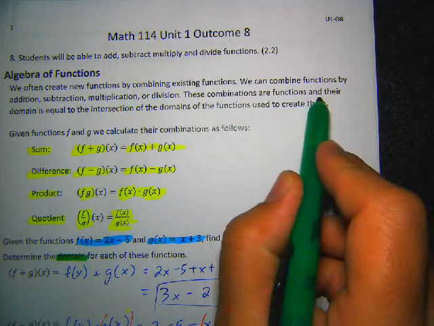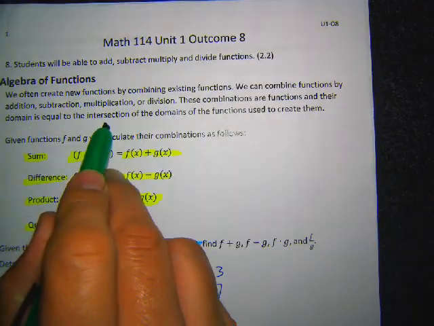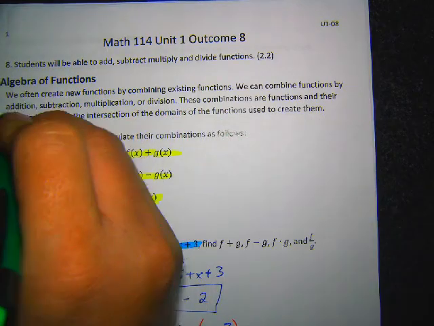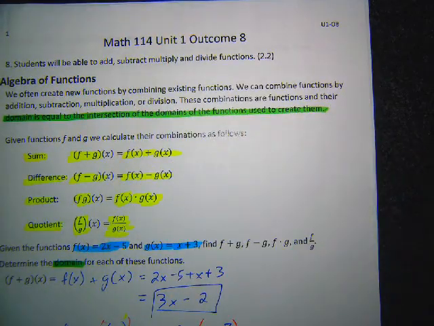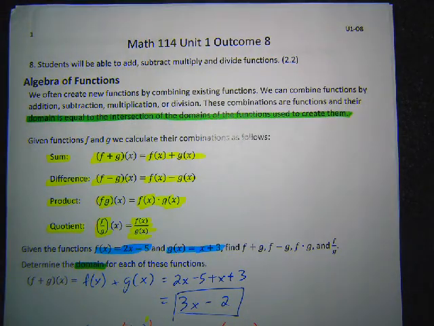When we combine functions, their domain is equal to the intersection of the domains of the functions used to make them. So the domain is equal to the intersection of the functions used to create them. What this means is, when you think about domain, remember domain for functions is the numbers that you're allowed to plug in, the numbers that work for x.